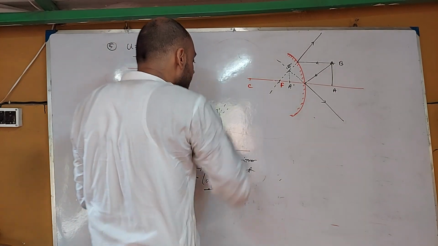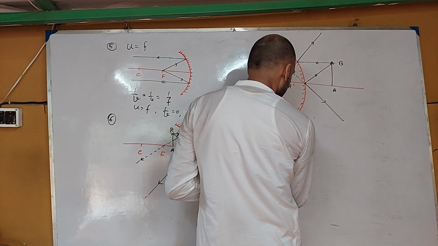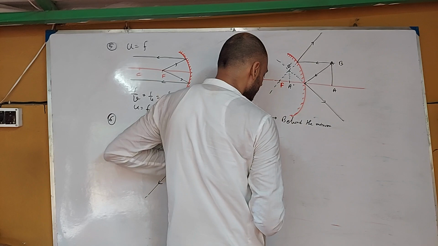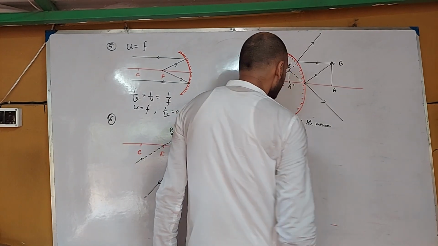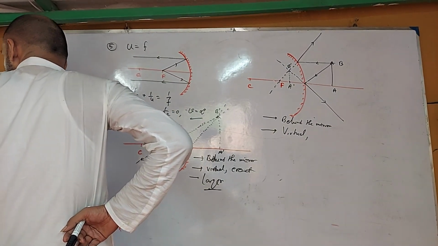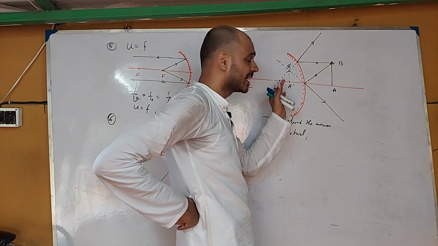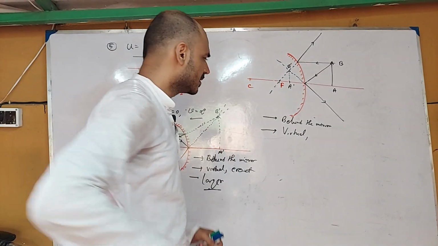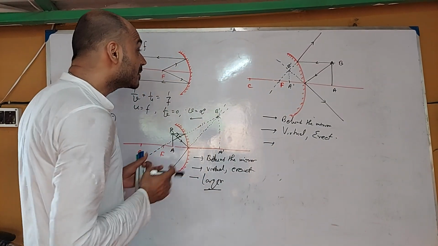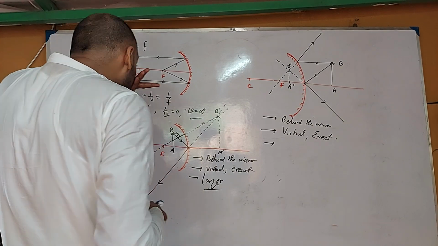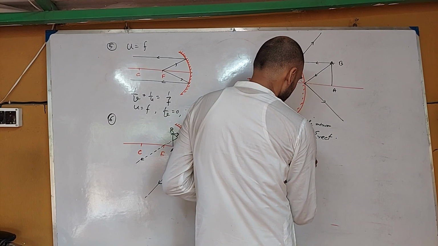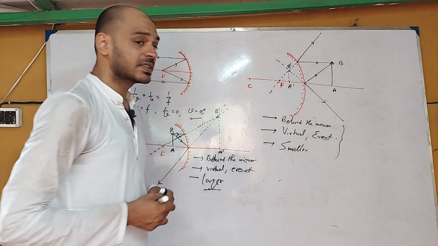So what is the position of the image? First, behind the mirror, and we know that when the position of the image is behind the mirror, the nature of the image is always virtual. From this ray diagram we can see that the nature of the image is virtual also, and the height of the image is in the same direction with respect to the principal axis. So this is also erect. And the size of the image is smaller. The size of the image is diminished.